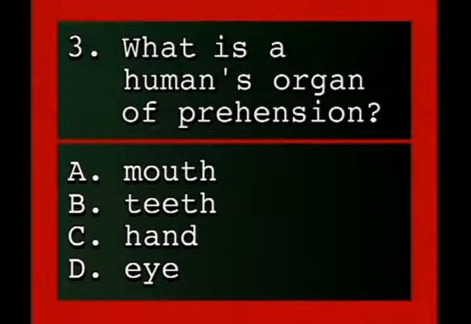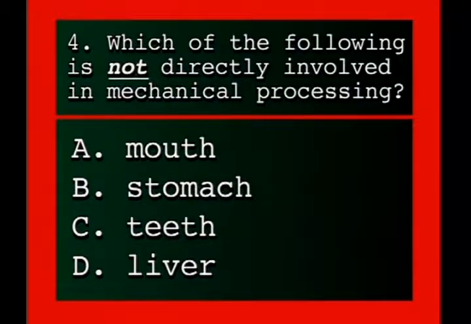What is a human's organ of prehension? A. Mouth. B. Teeth. C. Hand. D. Eye. Which of the following is not directly involved in mechanical processing? A. Mouth. B. Stomach. C. Teeth. D. Liver.